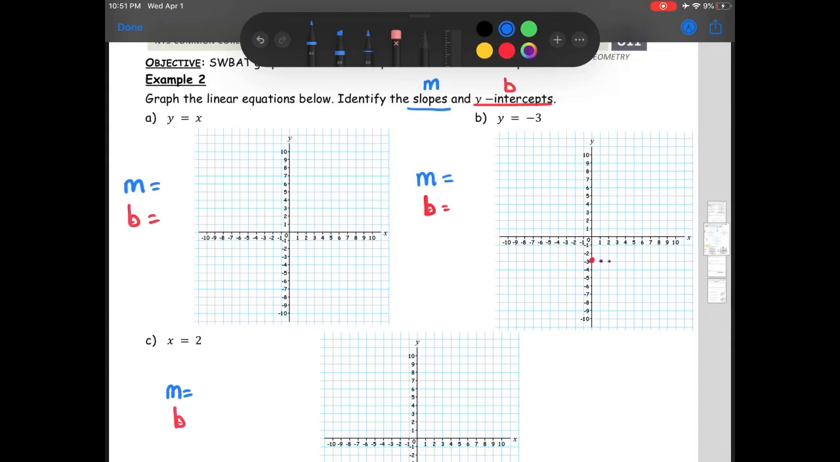So let's try example 2 now. It says graph the linear equation. So you must graph, identify the slopes and y-intercepts. Wherever you see the word slopes, you need to put m, and y-intercepts is your b in the equation, right?